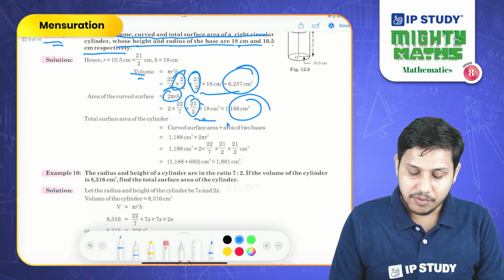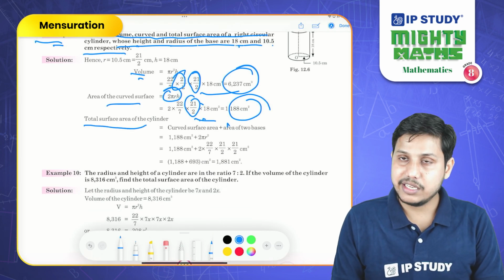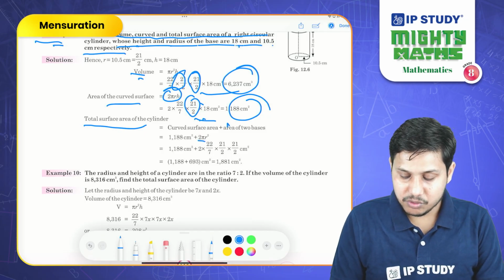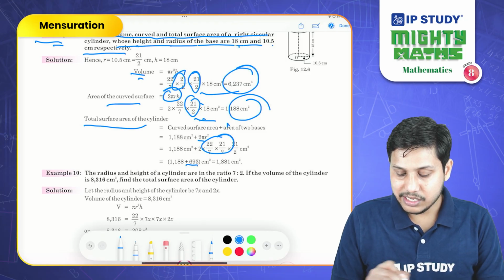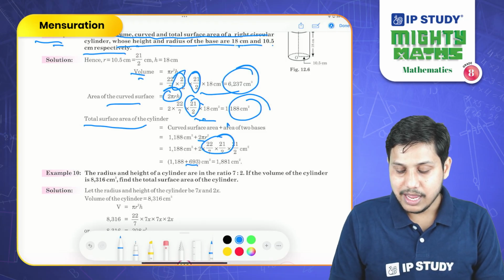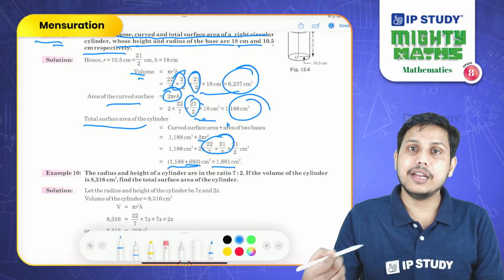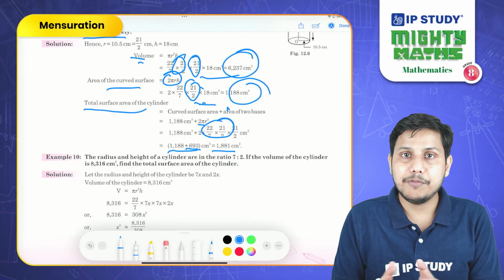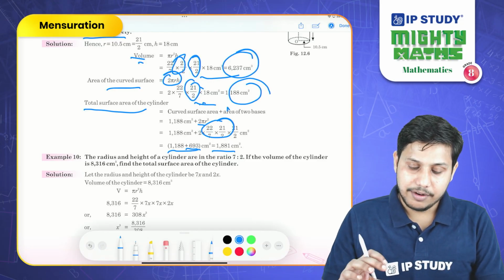Moving to the next, total surface area of cylinder. To the curved surface area, we need to add the area of the two circular faces, which is 2 pi r square, and which will give us 693 centimeter square, and the total surface area will be 1881 centimeter square. So this is how you will find out the area of a cylinder when we have the dimensions and volume also.